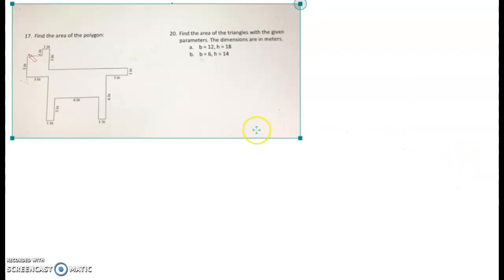So let's find the values. So you see that area of the polygon. That's good. You can make some rectangles so that way you can get a good picture. Very good work.